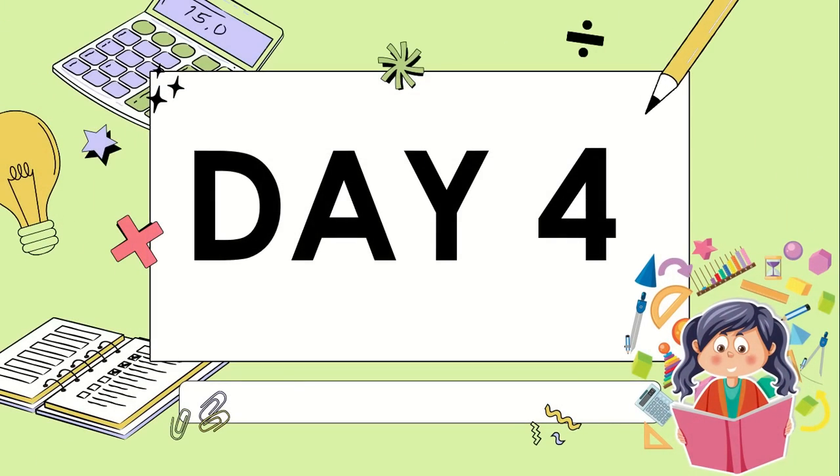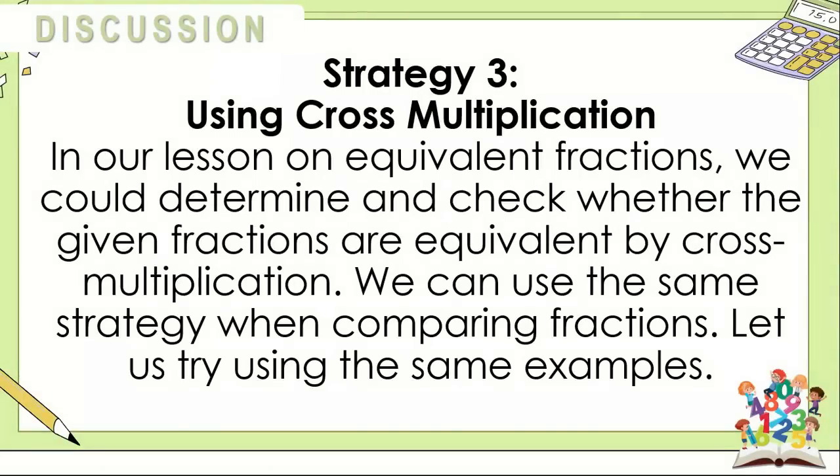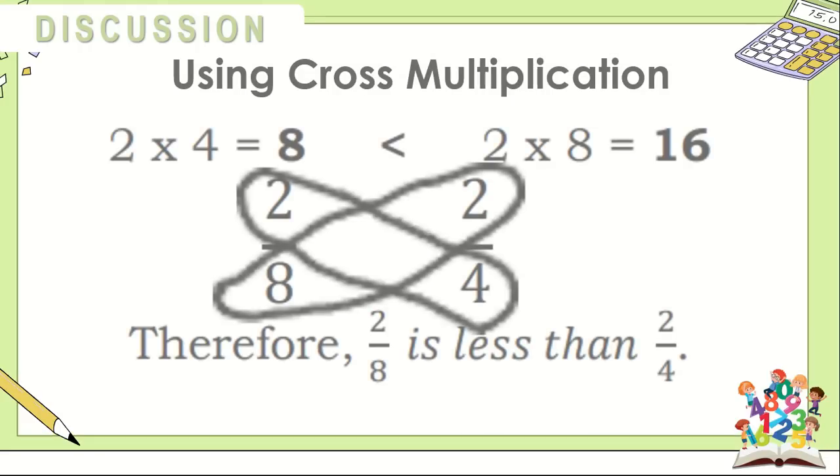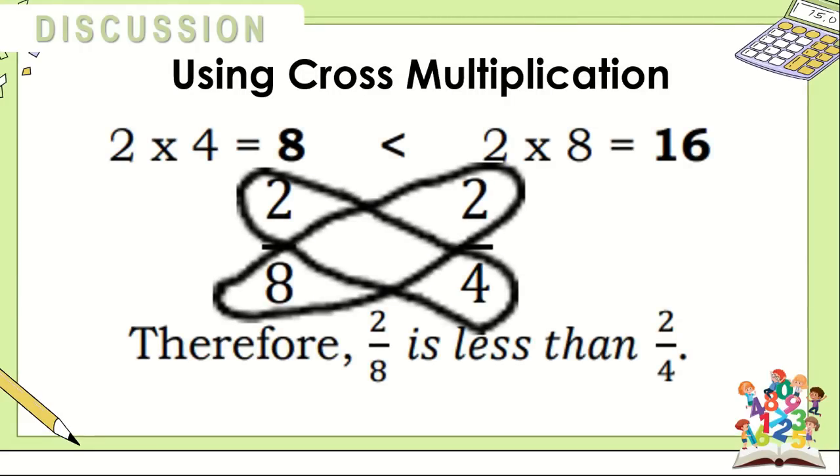For day 4. Strategy 3. Using cross multiplication. In our lesson on equivalent fractions, we could determine and check whether the given fractions are equivalent by cross multiplication. We can use the same strategy when comparing fractions. Let us try using the same examples. 2 times 4 is equal to 8 is less than 2 times 8 is equal to 16. Therefore, 2/8 is less than 2/4.